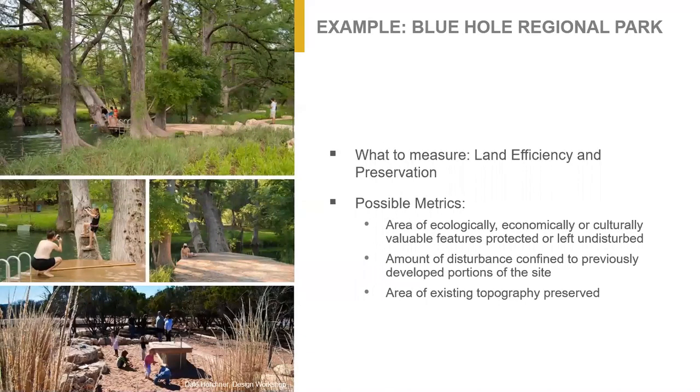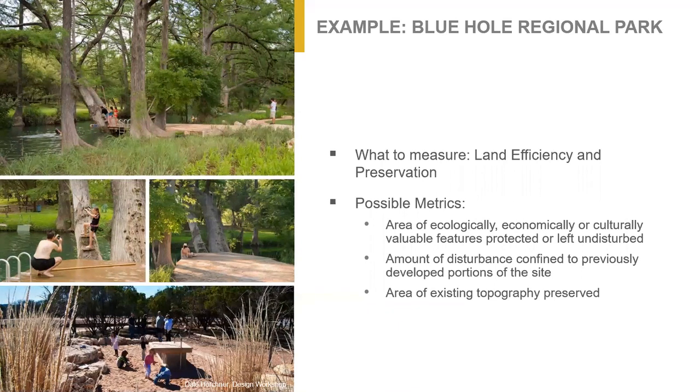So for our example, Blue Hole, looking back at what we decided we want to measure, let's use land efficiency and preservation as an example. So looking at not disturbing too much of the banks of the swimming hole. When measuring this, there are some potential metrics here: the area of ecologically valuable features or land protected or left undisturbed, the amount of disturbance confined to previously developed portions of the site, or area of existing topography preserved.